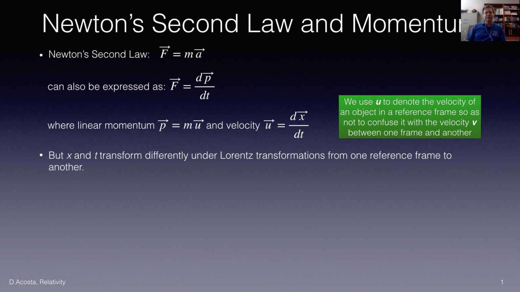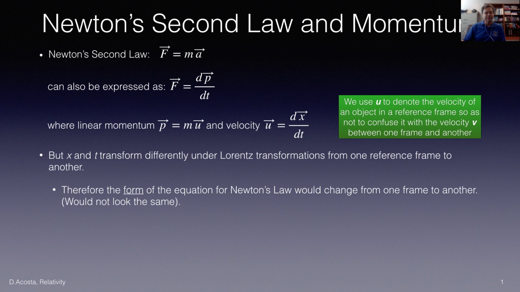x will be a combination of x prime plus t prime times a factor gamma, and t will be a function of t prime and x prime also, but with a different kind of equation. And so it's going to make a mess when we do a transformation. It's not going to look like the simple equation F = dp/dt. The so-called form of the equation for Newton's second law would change from one frame to another, meaning that it would not look the same.